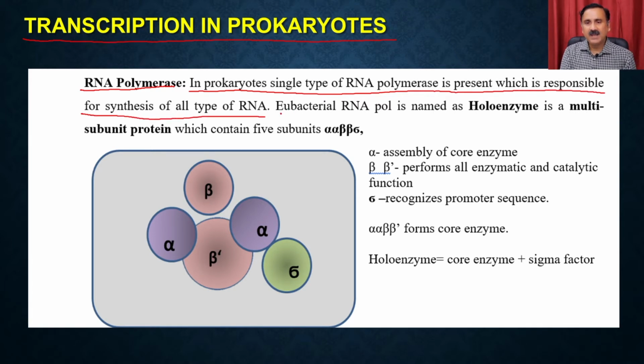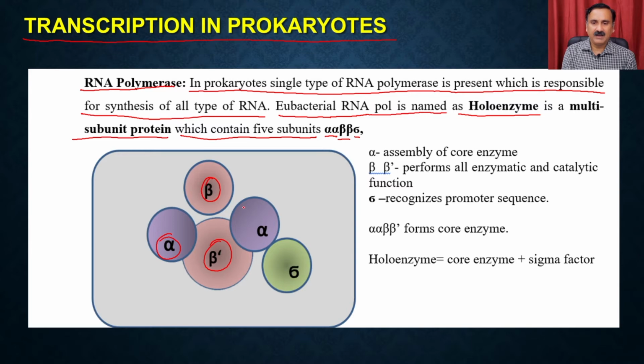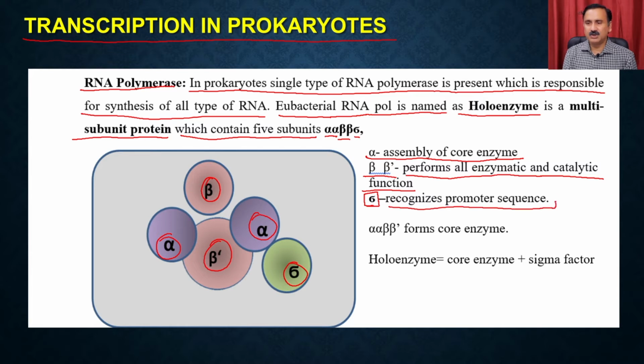all types of RNA. Eubacterial RNA polymerase is termed the holoenzyme, and it is a multi-subunit protein which contains 5 subunits. You have 2 alpha subunits, 2 beta subunits, and 1 sigma subunit, which means you have the 2 beta subunits, beta and beta prime. You have the 2 alpha subunits, alpha and alpha, and you also have a sigma factor. Alpha is required for the assembly of the core enzyme. Beta and beta prime perform all the enzymatic and catalytic functions, and sigma is the factor responsible for the recognition of the promoter sequence.